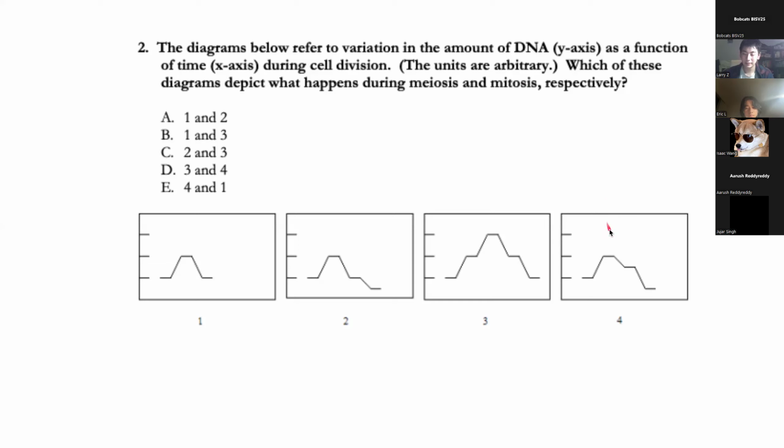Is there anything else in this? Why did you guys still choose B? 1 and 3. Yeah, the DNA does not replicate twice, so there's only supposed to be one bump here. And also, that's not mitosis.